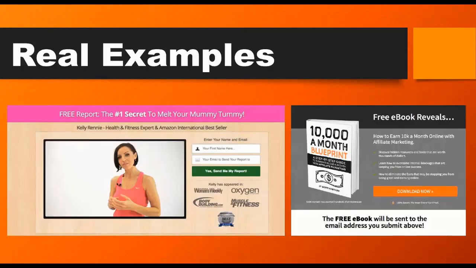Now, I'm going to give you a few real-world examples of how to implement this. You may have seen something like this in the past. You come across a web page where you're presented with a free report of some kind. There's something there on the left-hand side, the number one secret to melting your mummy tummy. And the creator here, the vendor, is looking to capture the name and email address in return for sending you a free report.